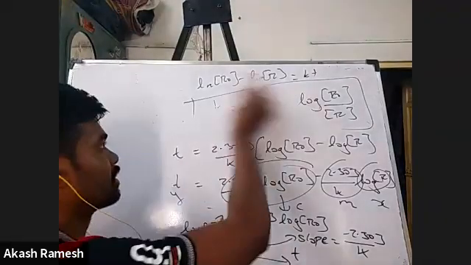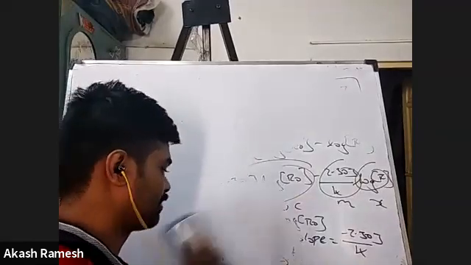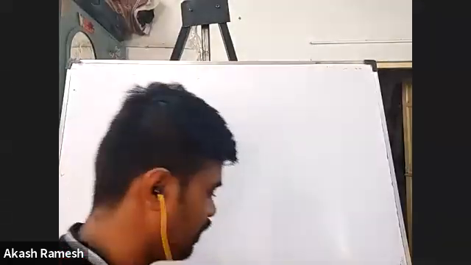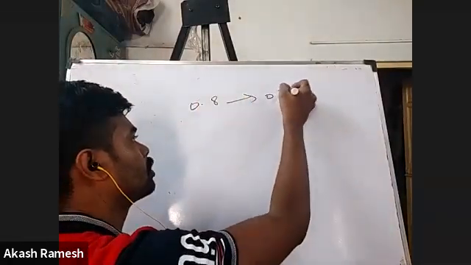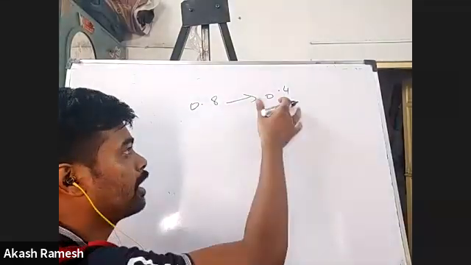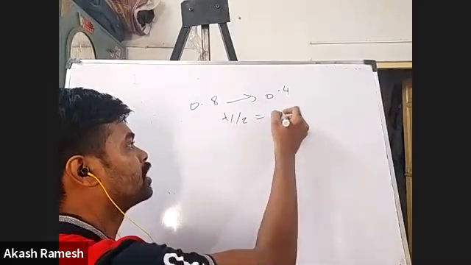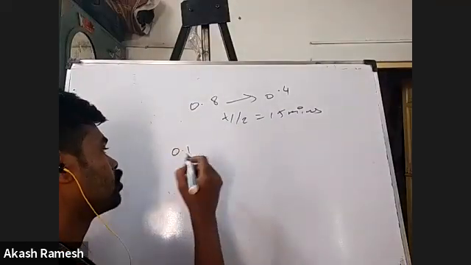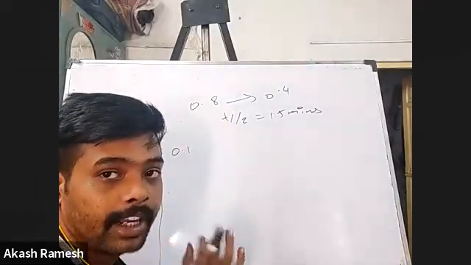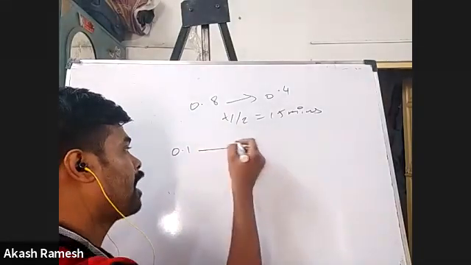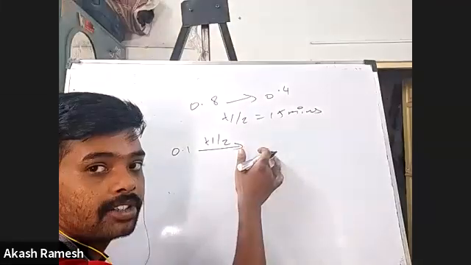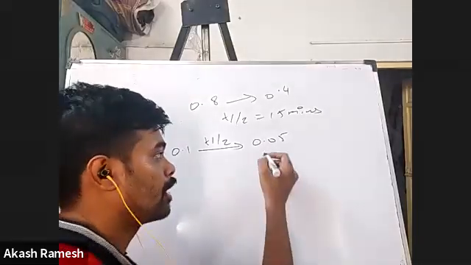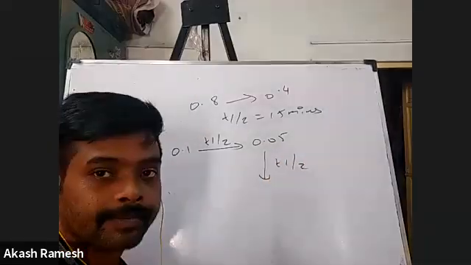Now look at this. They're telling 0.8 to 0.4, which is obviously half. Initially 0.8, finally 0.4. So obviously T half is 15 minutes. Correct? Now look at that. When the initial concentration is 0.1 M, not 0.8, say after 1 T half, what will happen to the concentration? Can I say it will become 0.05? Correct.